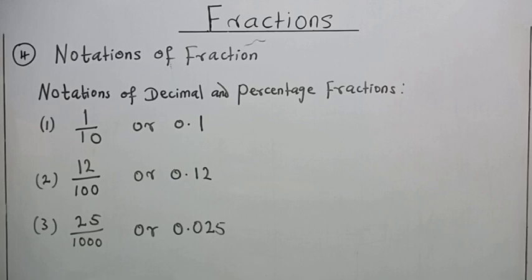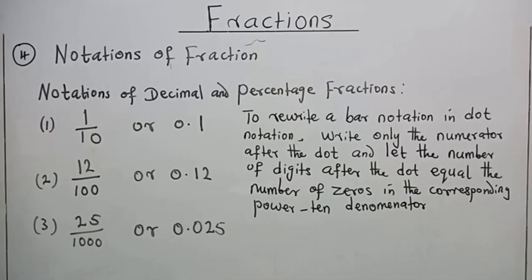At this point, we can make a summary or a conclusion as to how to write a decimal form of a number in this form. Let us see. And here is the summary of how to do that. It says, to rewrite a bar notation in dot notation, write only the numerator after the dot and let the number of digits after the dot equal the number of zeros in the corresponding power 10 denominator. This is a long instruction. I just hope you understood what was said here.